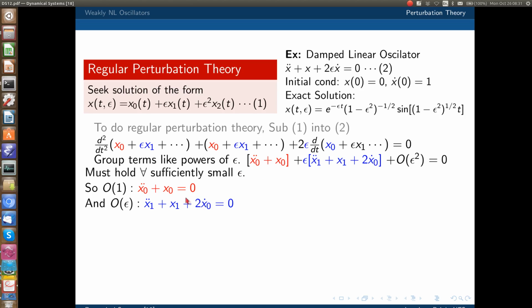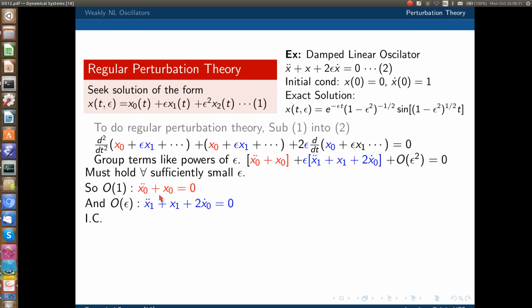Okay, so you solve one problem, you get x0, then you put that one into the next problem, and then you solve it. So instead of having a complicated differential equation, you now have several linear differential equations with a source term in it. And you also have to do the same thing for the initial conditions, right?